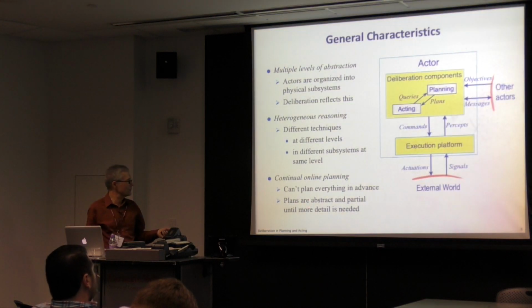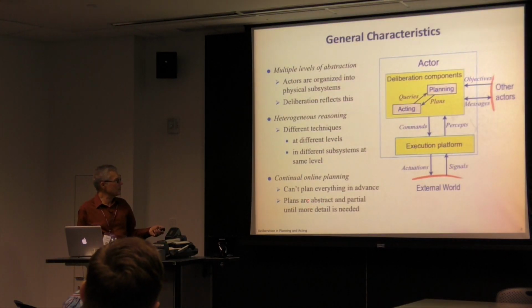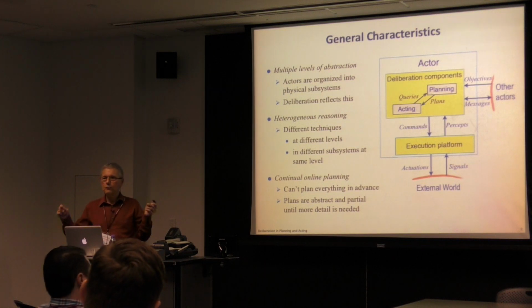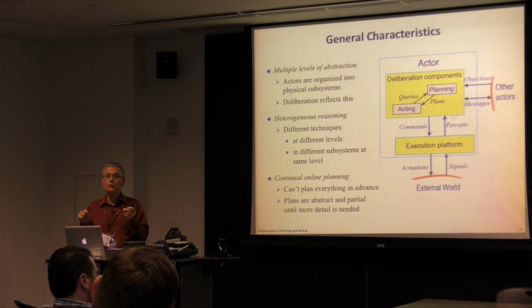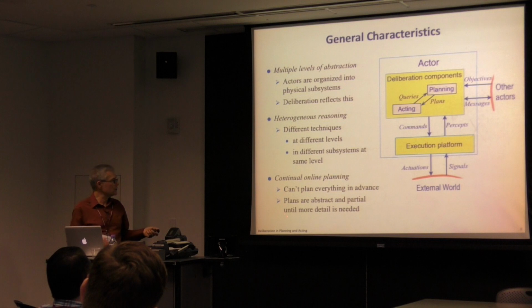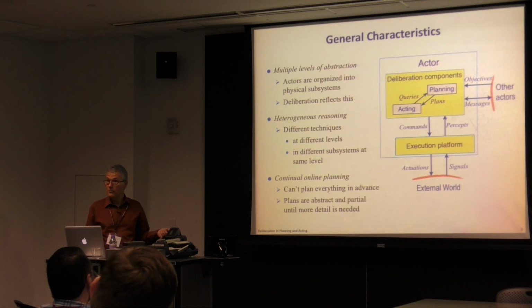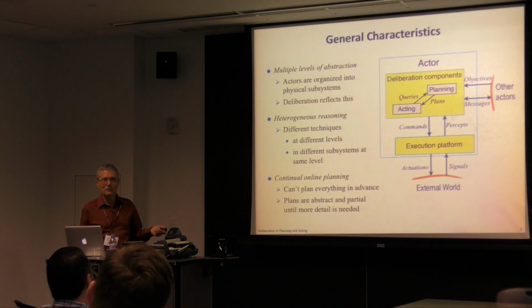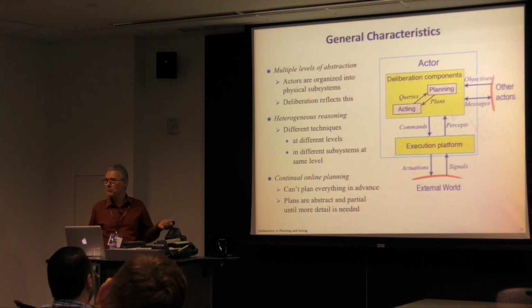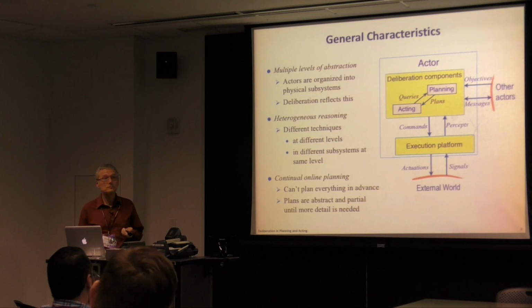What I had intended to say here, and I was sure I had changed the slide to reflect it, is that you can't plan everything in advance because not all of the information that you need in order to do the planning is available in advance. And so the plans are going to remain abstract and partial until more detail is available. Okay? I don't know why that correction isn't there, because I'm sure I did it. And if it's not on the slides that are on the web, I will correct it and repost them.